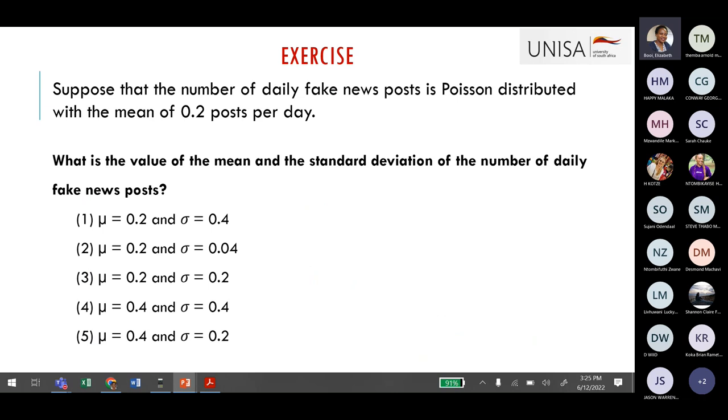Suppose that the number of daily fake news posts is Poisson distributed with a mean of 0.2. This is your exercise. What is the value of your mean and the standard deviation of the number of daily fake news posts? I'm going to give you 1 minute to think about this and 1 minute to answer this question. We don't have to wait long. If you know the answer already, you can let us know what is the mean, what is the standard deviation.